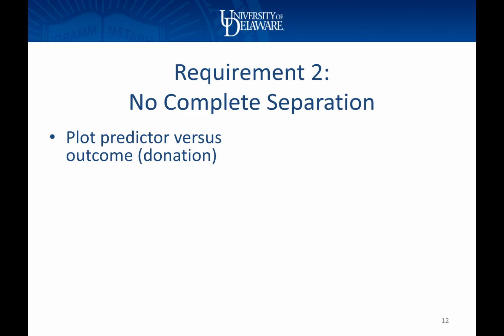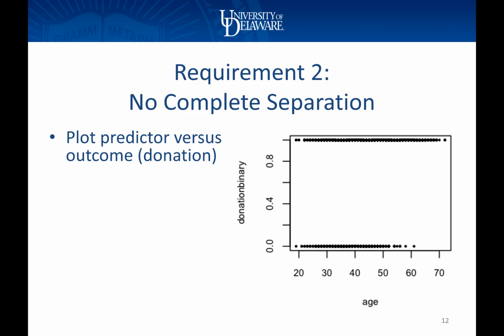So how do we test whether we have complete separation? Let's get back to the practical aspect of this requirement. So we're going to plot the predictor versus the outcome. So in our example, we'll use donation on the vertical axis, that's the outcome, and we'll have age, our first predictor, on the horizontal axis. And the ages for this data range from about 20 to about 70. And what you can see in this picture is that donation binary is zeros and ones, and that lots of different ages donated and lots of different ages did not.